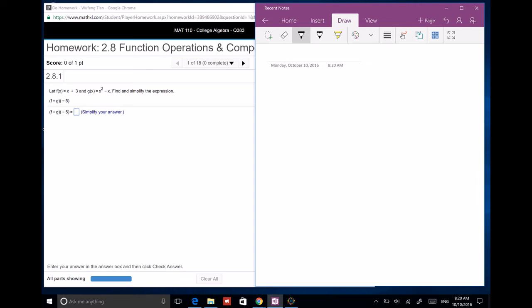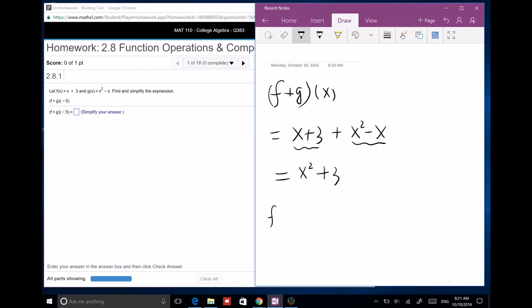Okay, so f(x) equals x plus 3, g(x) equals x squared minus x, so f plus g at negative 5. First we find (f plus g)(x). Basically you just need to add those two functions together. This is f(x), this is g(x), add them together: x squared, the x's cancel, plus 3. Now what it asks for is (f plus g) of negative 5. Plug negative 5 into the function, so it's negative 5 squared plus 3, which is 28.